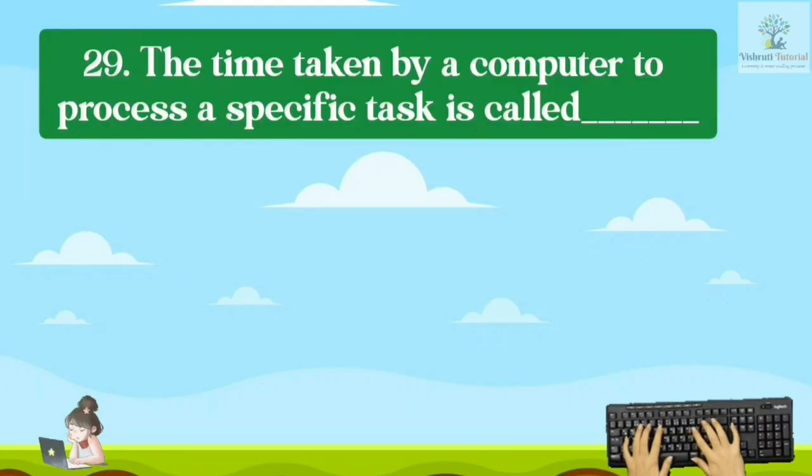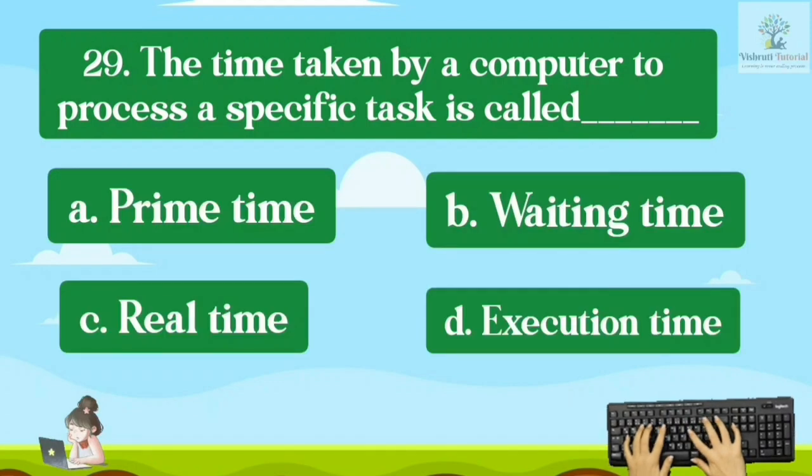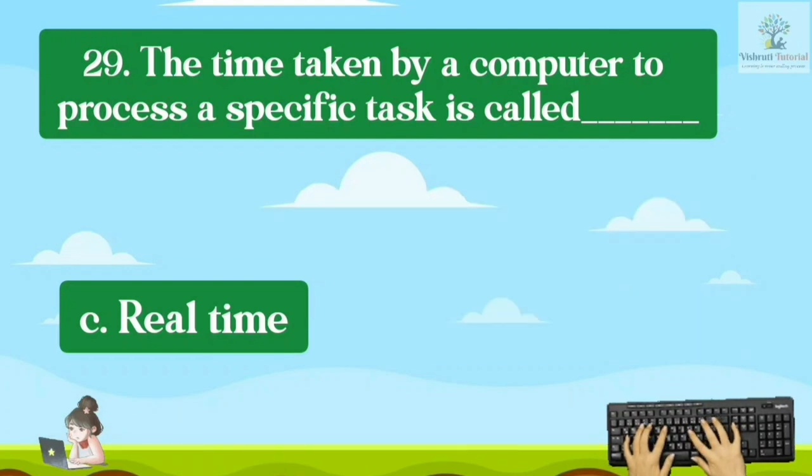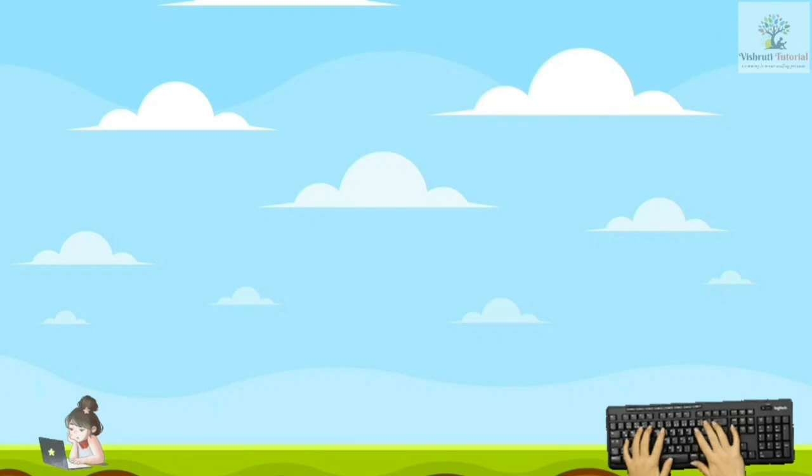Question number 29. The time taken by a computer to process a specific task is called dash. Options: A. Prime time, B. Waiting time, C. Real time, D. Execution time. And the correct answer is C. Real time. The time taken by a computer to process a specific task is called real time.